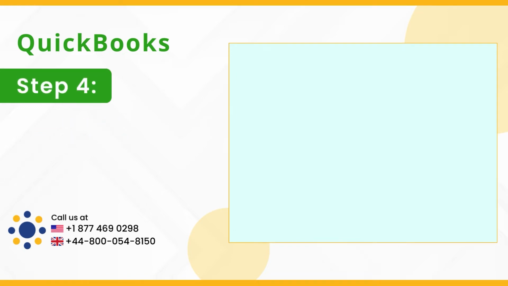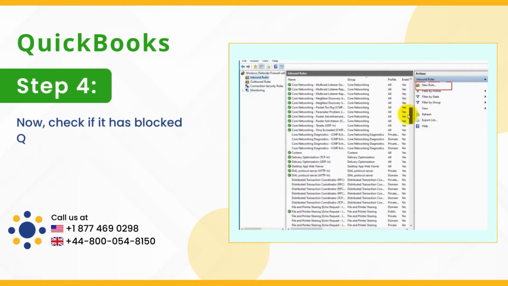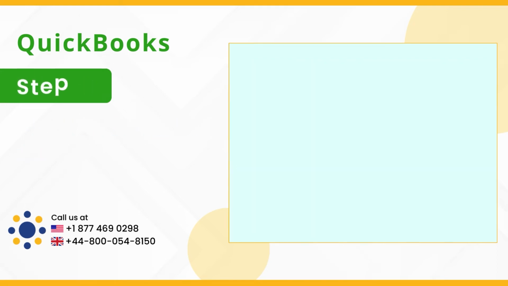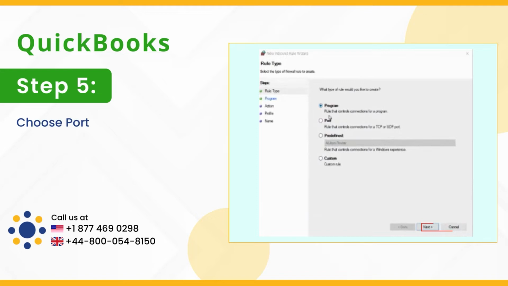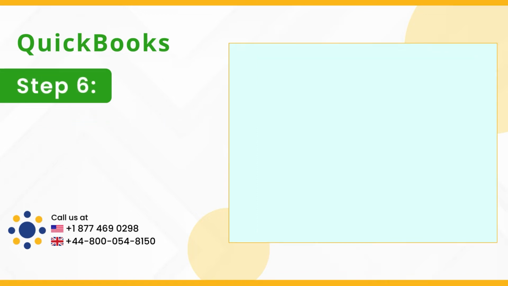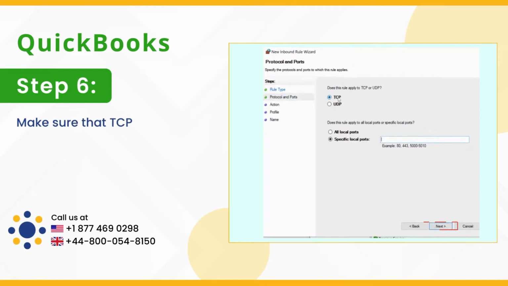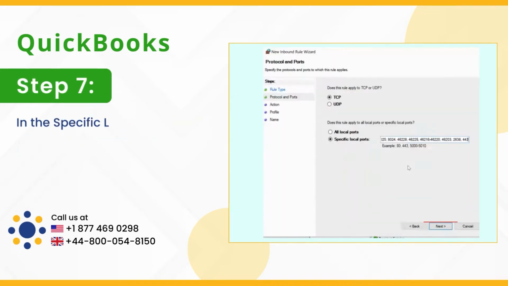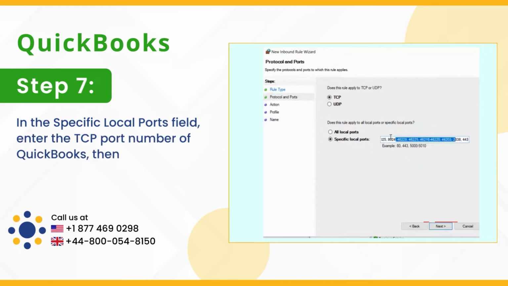Step 4. Now, check if it has blocked QuickBooks, then click on New Rule. Step 5. Choose Port, then click on Next. Step 6. Make sure that TCP is selected and then select specific local ports. Step 7. In the specific local ports field, enter the TCP port number of QuickBooks, then click Next.